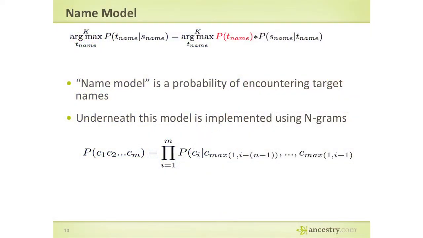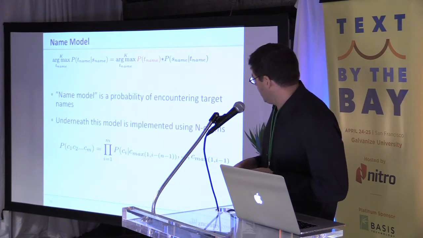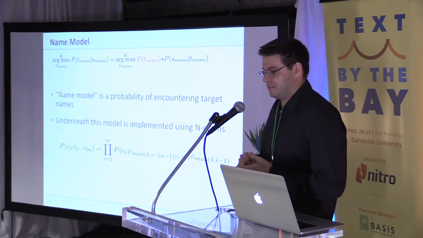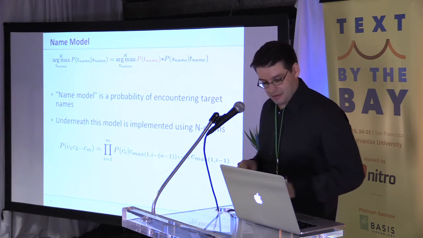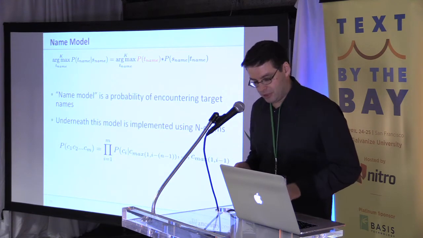Our name model is basically just statistics describing a target language. The way we implemented the name model is using n-gram, where n-gram is just the probability of a certain letter coming after n other letters. There are multiple open source solutions to calculate name models.